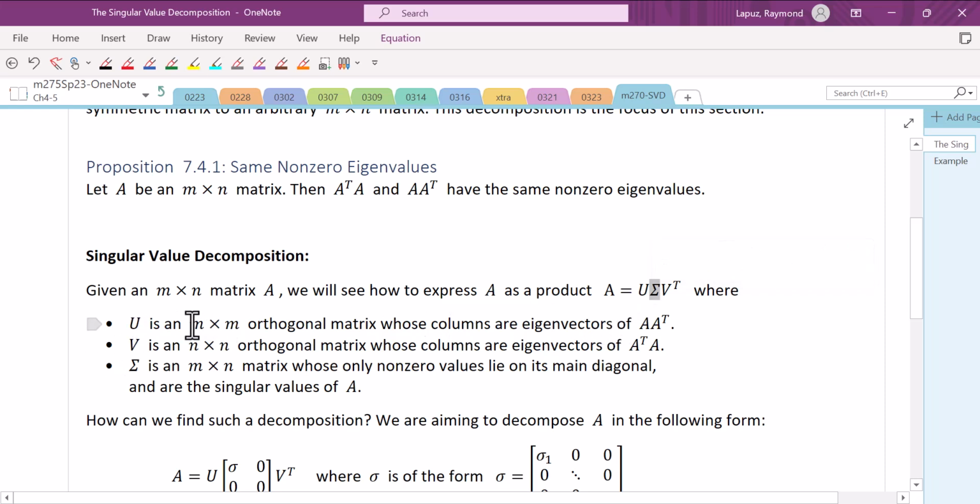U is going to be an m by m matrix, and that will end up being an orthogonal matrix whose columns are going to be eigenvectors of A times A transpose. V is going to be an n by n orthogonal matrix whose columns are going to be the eigenvectors of A transpose times A. So remember, we have an orthogonal matrix.